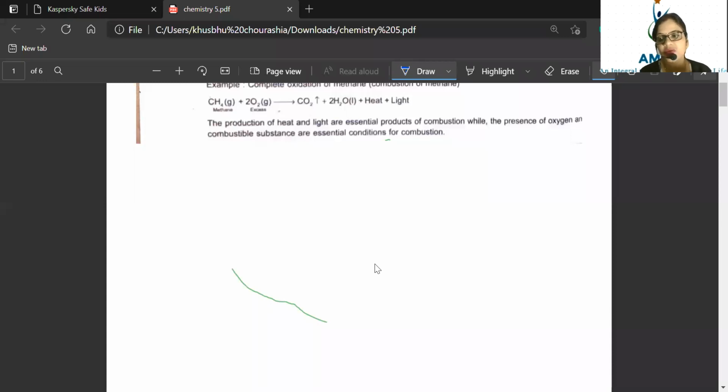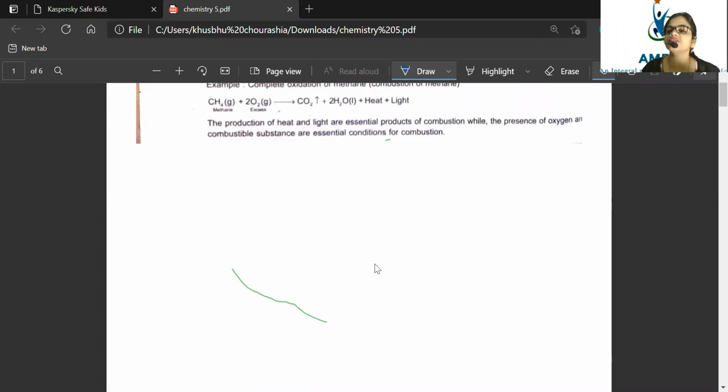Combustion, do you know what combustion is? Combustion means burning, and every material requires a particular ignition temperature. Like if I burn petrol, or if I burn wood, which one will have the lower ignition temperature? Can you tell me?